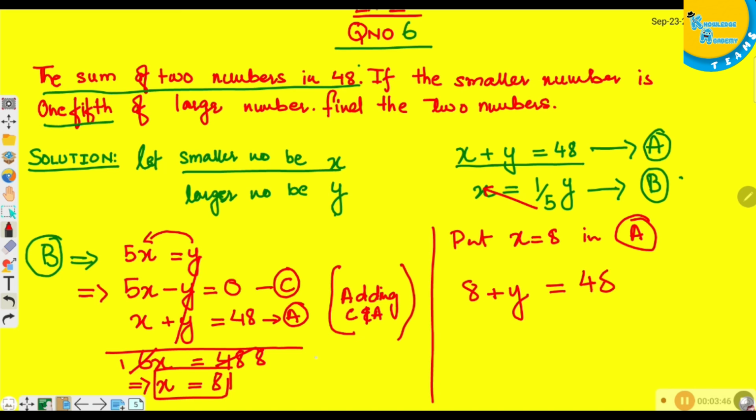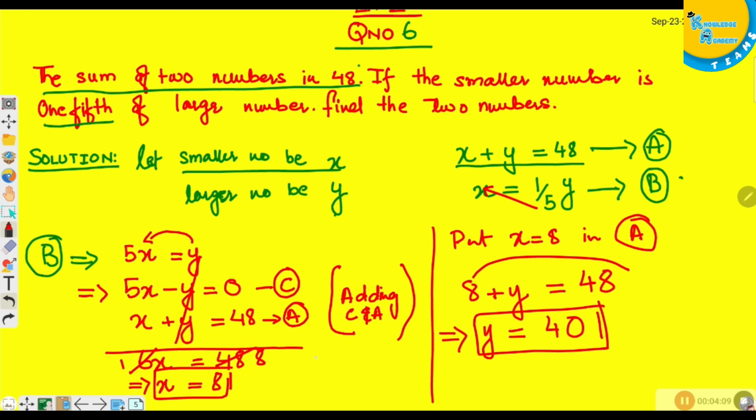Now substituting in x plus y is equal to 48, y will stay on this side of the equals sign, and this 8 will go on the other side. So 48 with a minus sign will become minus 8. 48 minus 8 is 40. So here are the two numbers. The larger number is 40 and the smaller number is 8.